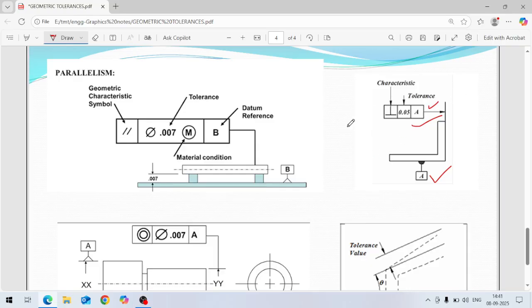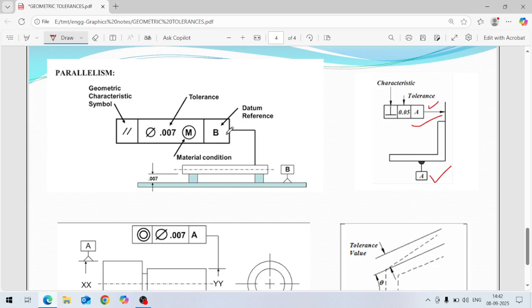Okay. In orientation, the next thing is parallelism. Parallelism means one surface should be parallel. This is the sign for parallelism: a geometrical characteristic symbol, two parallel lines. The tolerance value is given here, 0.007, which means 7 micron. Then B is given, the datum reference, meaning it should be parallel with respect to this datum. In orientation, the datum is first.